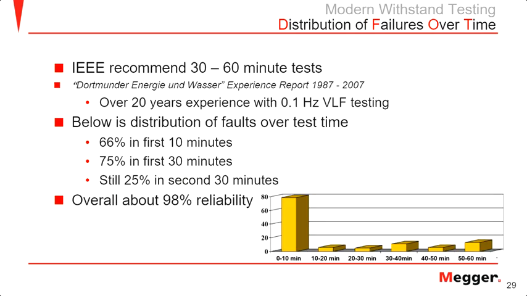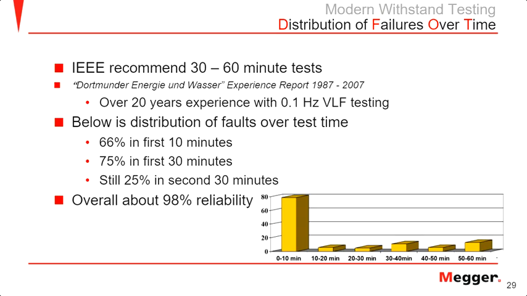Now, just to give you a little bit of background on this, here are distributions of failures over time. Somebody might say, hey, if I only do a 30-minute test, what is my disadvantage? What am I losing if I don't do it for the complete 60 minutes? So again, I would like to cite this report, the Dortmunder Energie und Wasser experience report, that has 20 years' worth of data. This just shows you a distribution of faults over time.